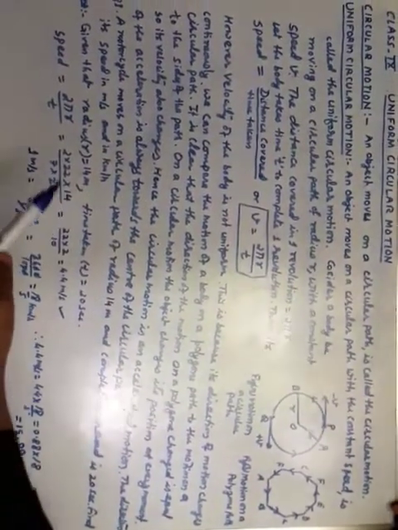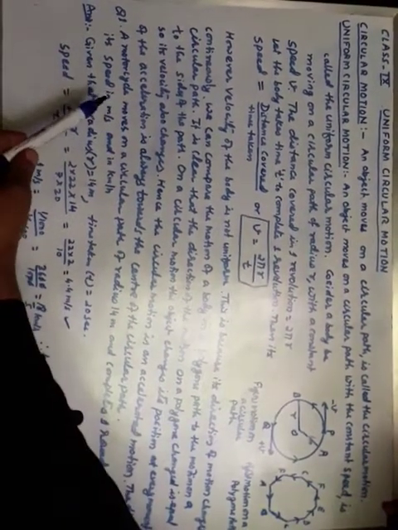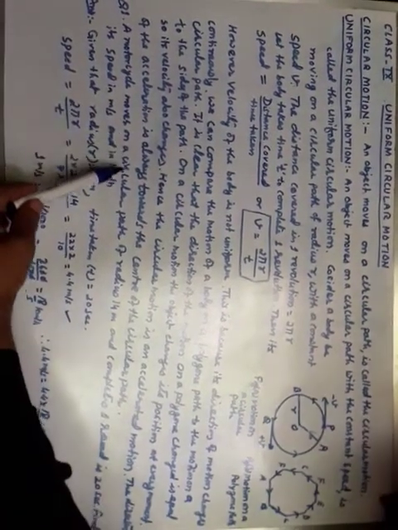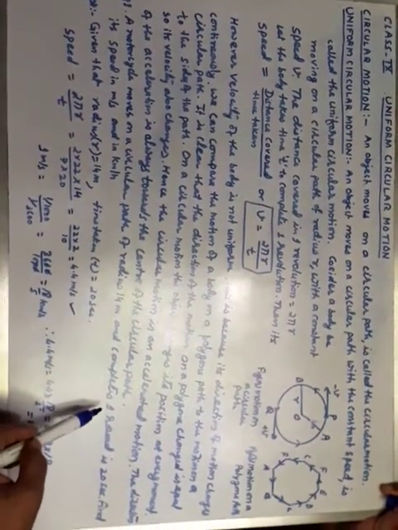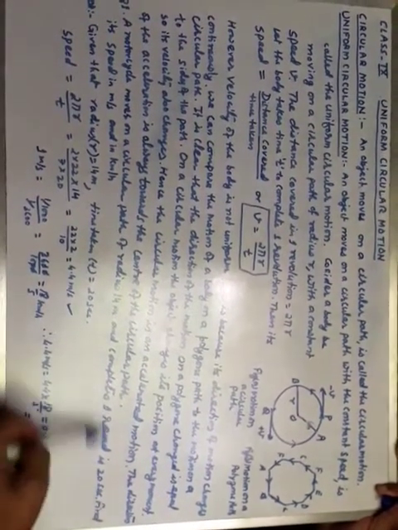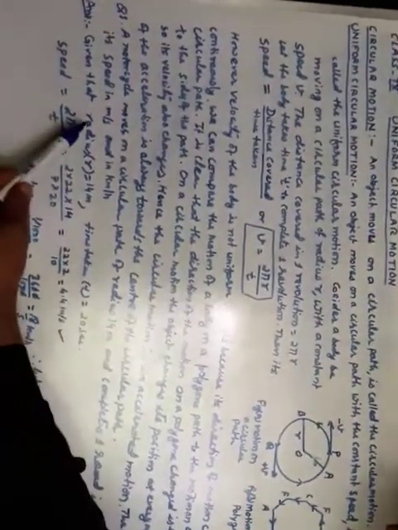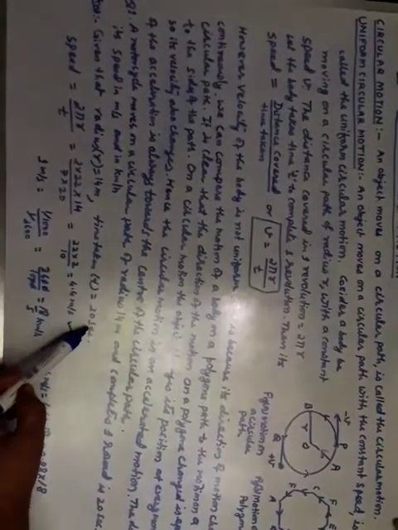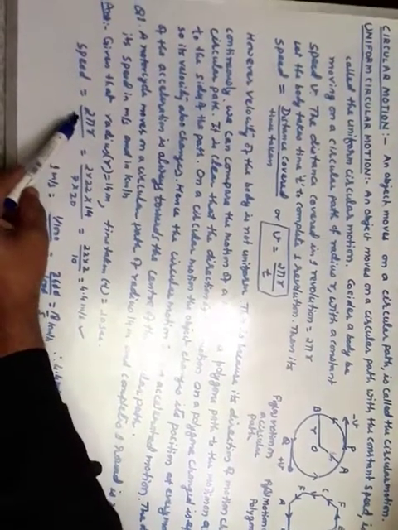Now we are taking an example to find the speed of a body moving on a circular path. A motorcycle moves on a circular path of radius 14 meter and completes one round in 20 seconds. Find its speed in meter per second and in kilometer per hour. Given that radius is equal to 14 meter, time taken is 20 seconds. Now the speed is equal to circumference divided by time taken, that is the time period.